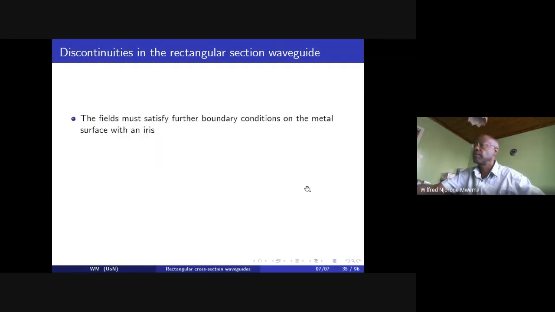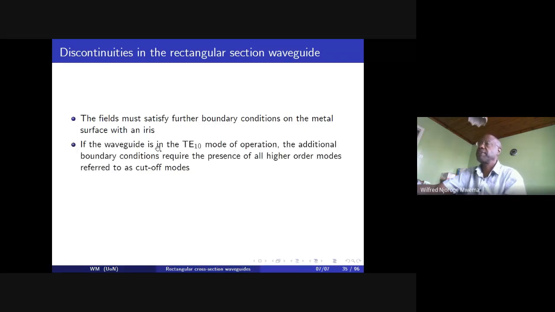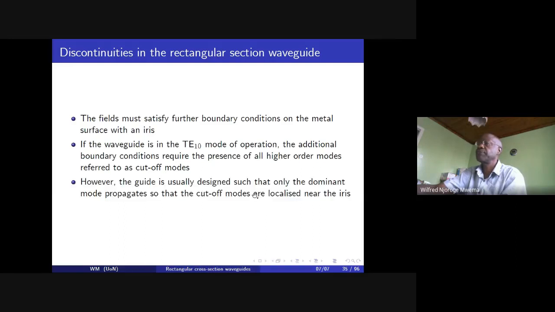So whenever we have these discontinuities, the fields must satisfy further boundary conditions on the metal surface with an iris. If the waveguide is in the TE10 mode of operation, the additional boundary conditions will require that we consider all the higher order modes, referred to as the cutoff modes in our case. That is, all the higher order modes will have cutoff frequencies above the fundamental or dominant cutoff frequency of the guide, which is the design frequency, and therefore they may not be propagated, and we shall see that they quickly die off a short distance away from the discontinuity.